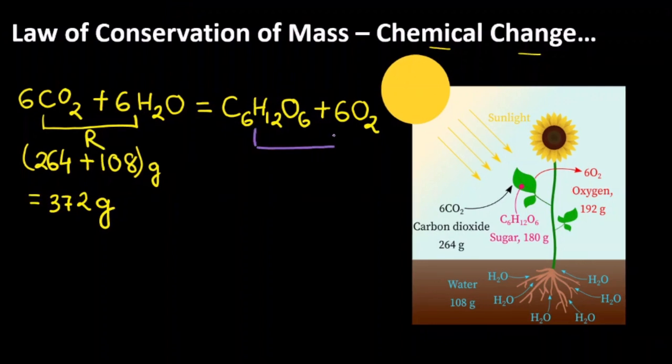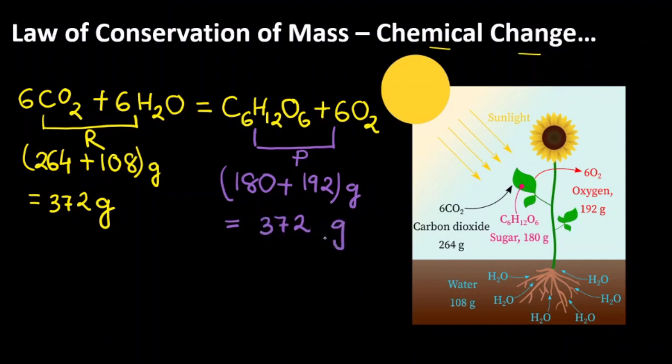Let's check for the product side. From the picture, we can see for the product, sugar or glucose, this is 180 plus, for oxygen, it is 192 gram. Let's check the total mass. This is also coming as 372 gram. So, the total mass of the reactants is exactly equal to the total mass of the products over here. That means the law of conservation of mass is valid for this reaction too.